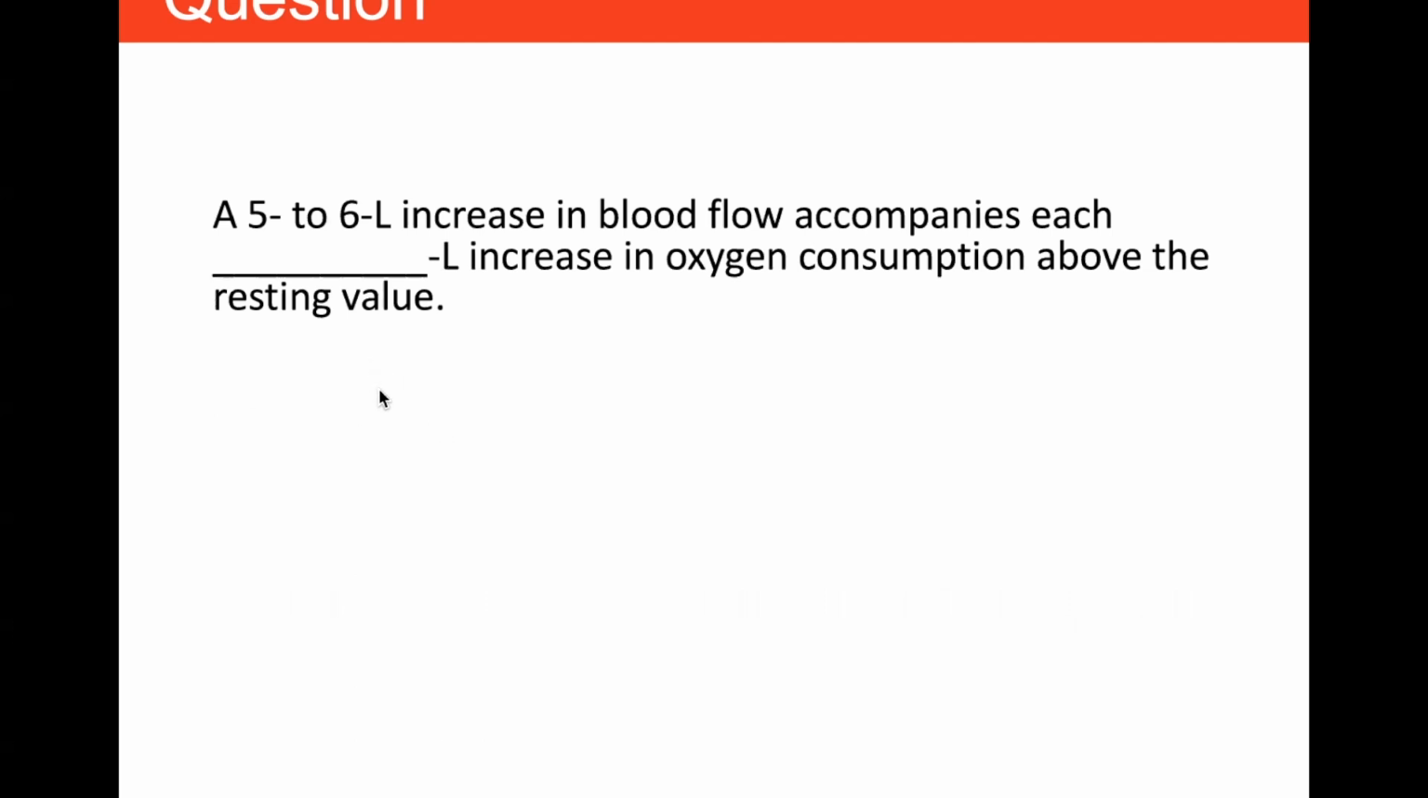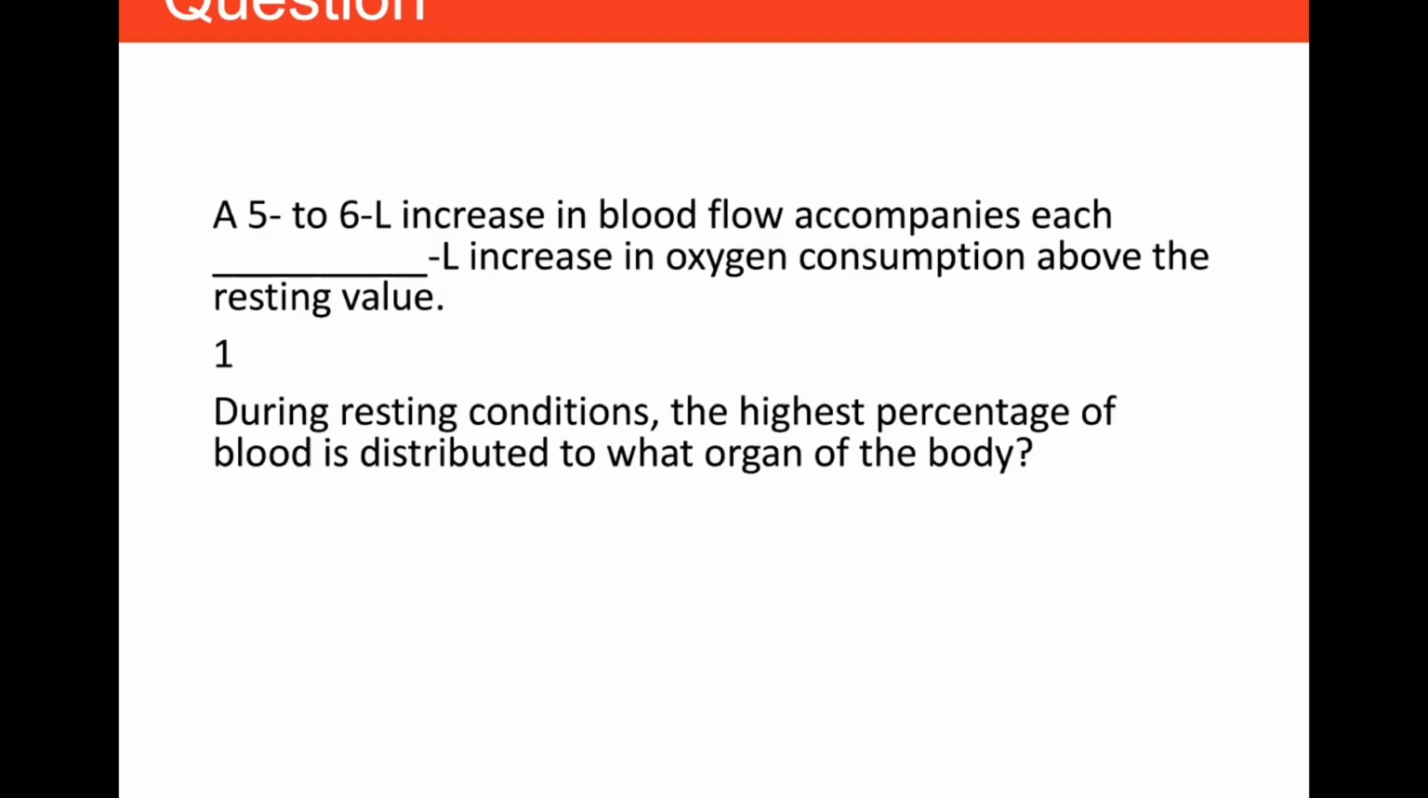All right, another kind of hard one. We did go over this in the lecture, but a 5 to 6 liter increase in blood flow accompanies each what liter increase in O2 consumption when you're exercising, above resting value. And that's a linear relationship, and it's 1. So about 5 liters of blood flow to 1 liter of oxygen is what we see, and that's how cardiac output is very linear and directly relates to oxygen consumption. That's how we learned that cardiac output is what limits oxygen consumption, or VO2 max.